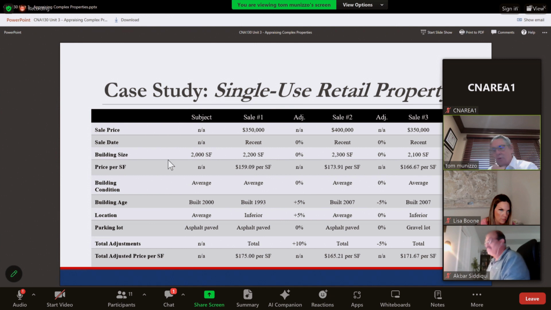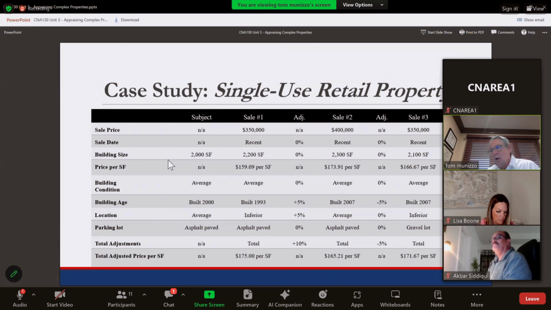So basically, what we're doing here, folks, is taking the $350,000 sales price on comp 1 and dividing that by 2,200, and you're going to come up with $159.09 per square foot. You're going to do that all the way across the board. They're all the same condition, so we have no adjustments there. Then we have age.